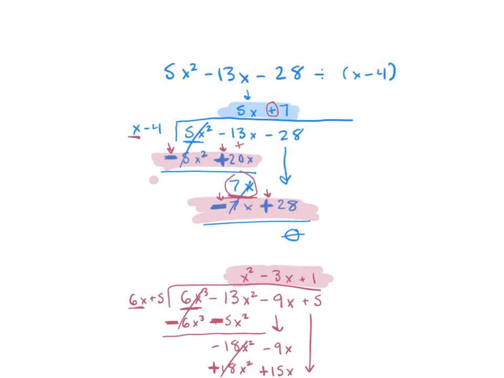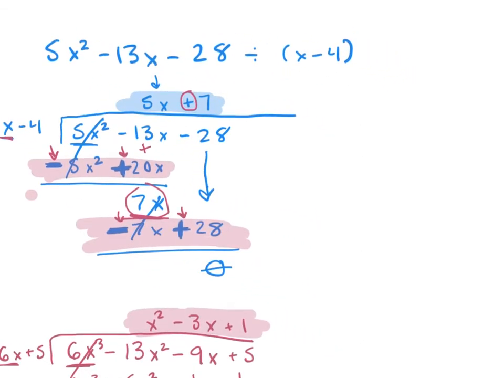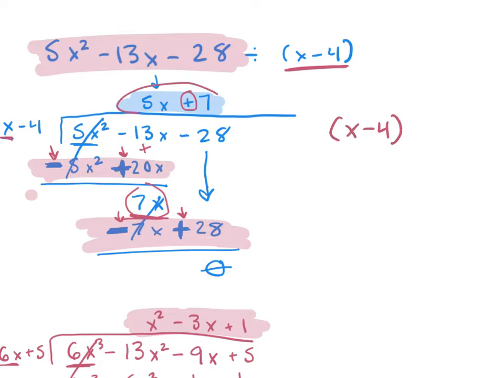Looking back at number 2, our factors of what we were given would be what divides into it evenly, so what we started with. So one of our factors would be x minus 4. And then we also know that this 5x plus 7 goes into it evenly. So our other factor would be 5x plus 7.